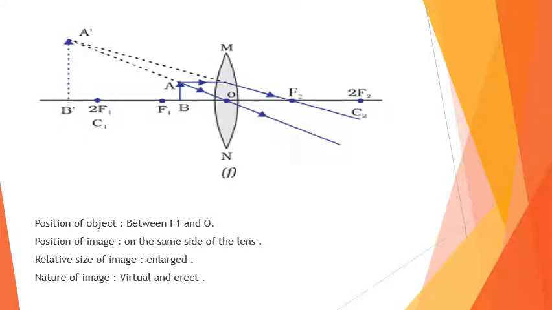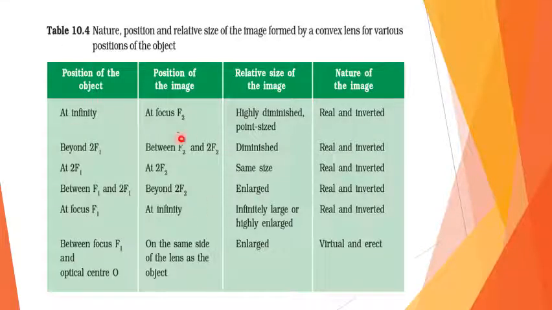Okay, so these are the ray diagrams. Depending on this, you have a table in your textbook. When the object position is at infinity, the image is at F2, diminished, point size, real and inverted. Each ray diagram you can compare with this, and depending on that is your table. Just go through it by comparison with the ray diagrams.